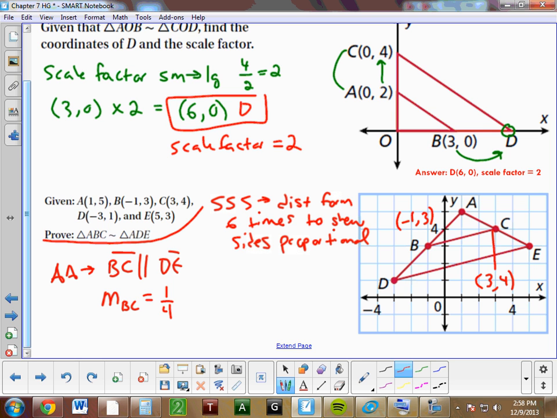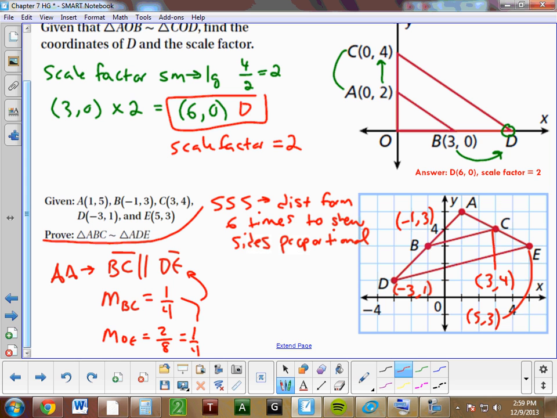And then DE, which is -3, 1, and E, which is 1, 2, 3, 4, 5, 3. So I got that, the slope goes up 2 and over 8. So the slope of DE goes up 2 and over 8, which is also 1/4. So these make the lines parallel.